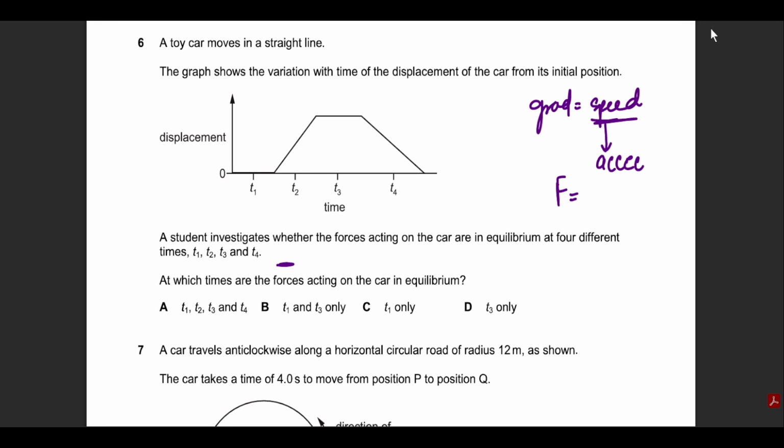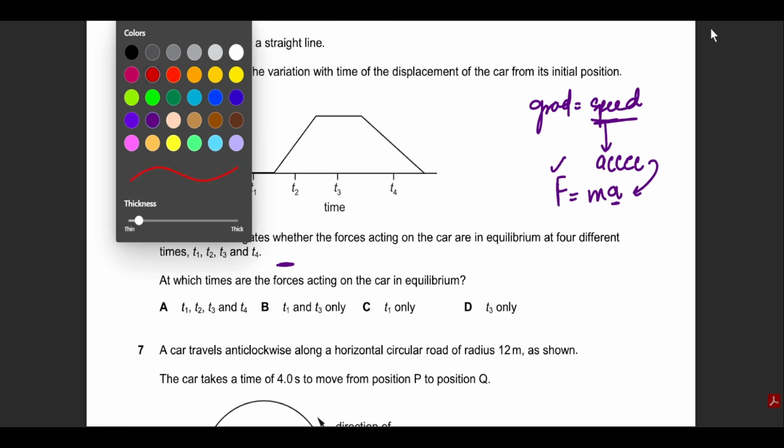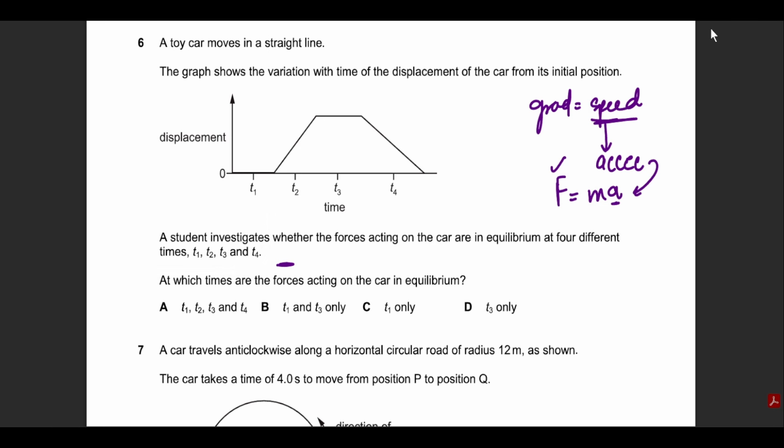So force is equal to mass into acceleration. If there is an acceleration, then there will be a resultant force, either forward force being greater than backward force, or backward force being greater than the forward force. There's something going to be around the resultant forces. So let's see how this is going to go. He says, in which section is the car in equilibrium? Equilibrium suggests that the acceleration is supposed to be zero.